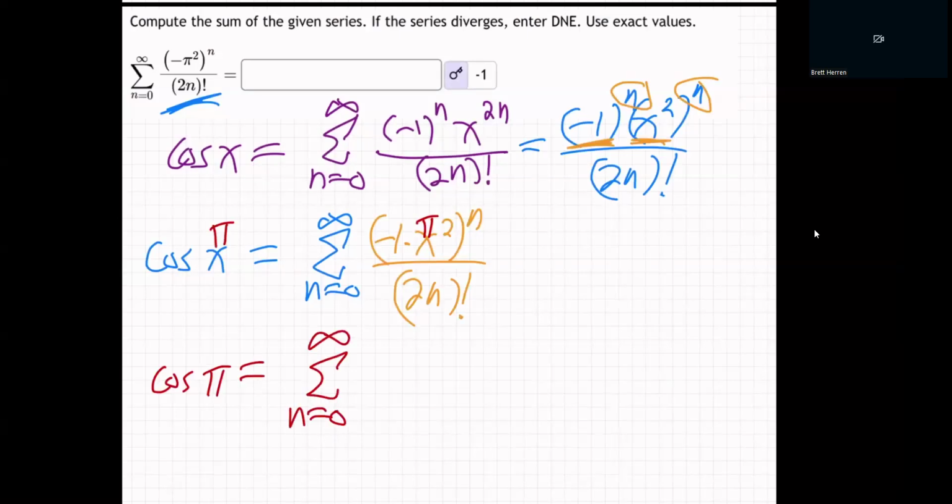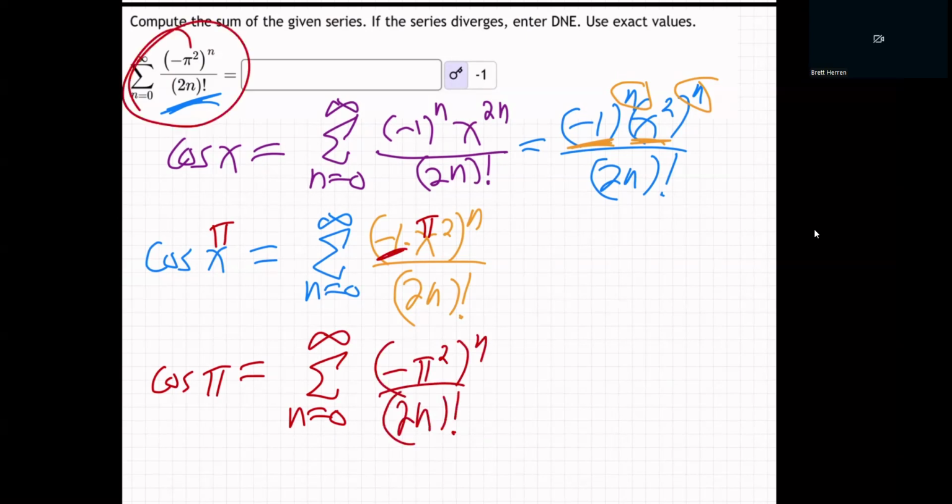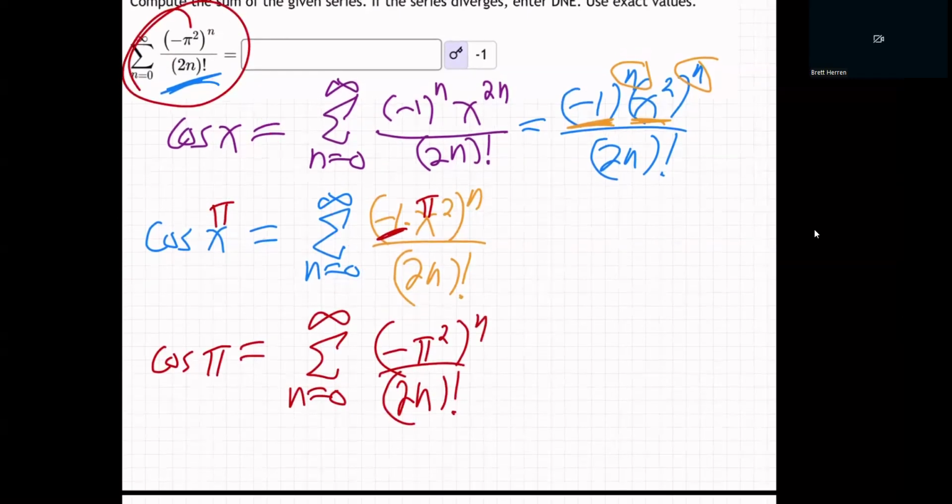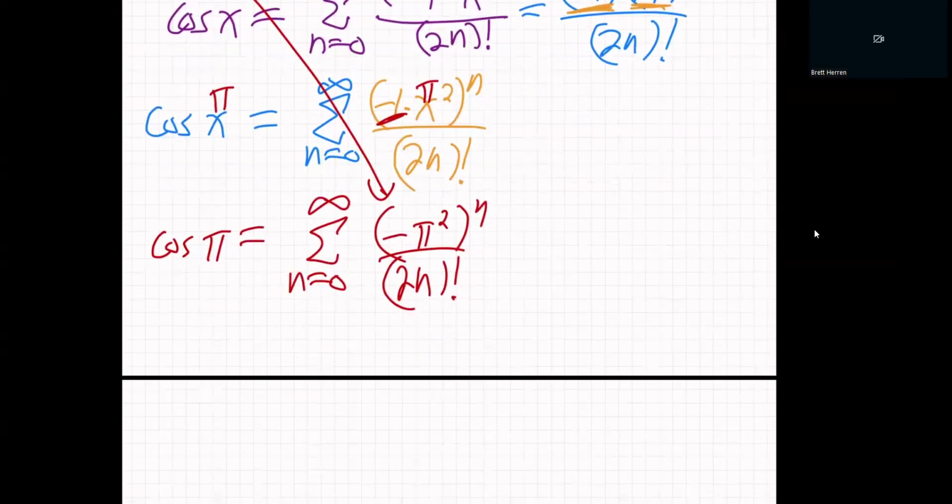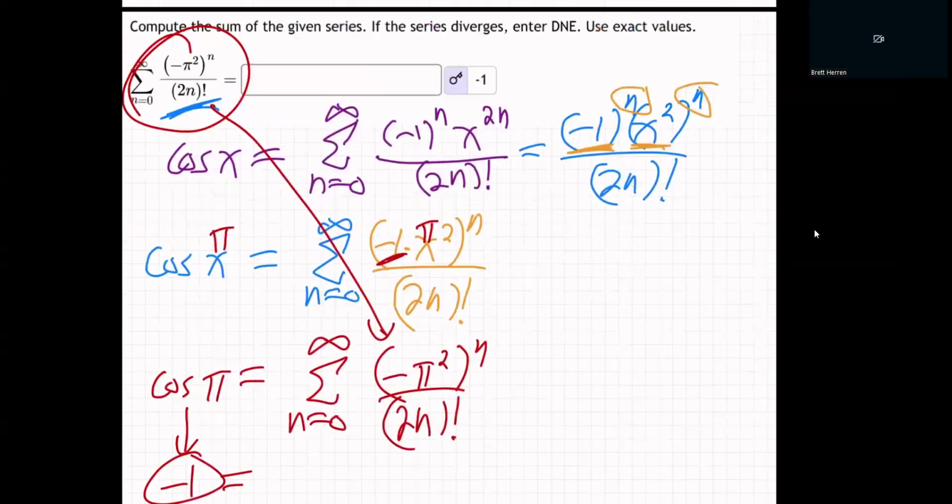We say, oh, so the cosine of pi is the sum, n equals 0 to infinity. What's this going to be? Negative 1 times pi squared, so negative pi squared to the n over 2n factorial. That's it exactly. That's our series. And so what does that equal? What is the cosine of pi? It is negative 1. Check it on Desmos if you're not clear. That's our answer. Negative 1.